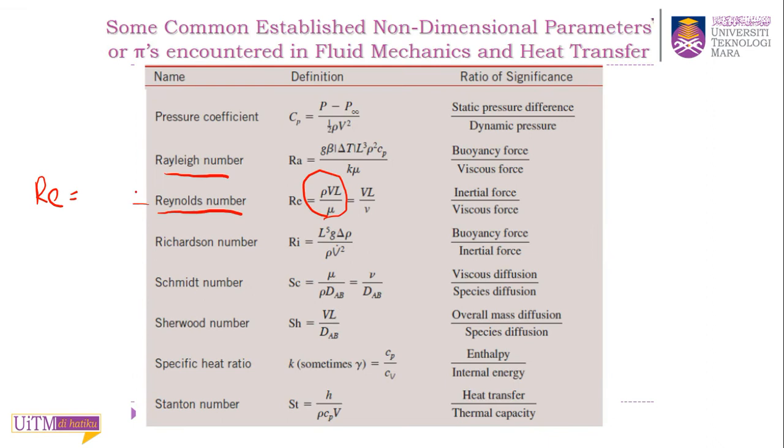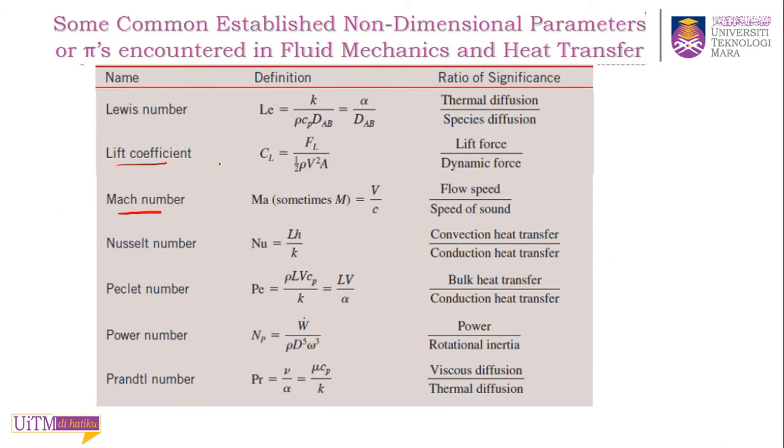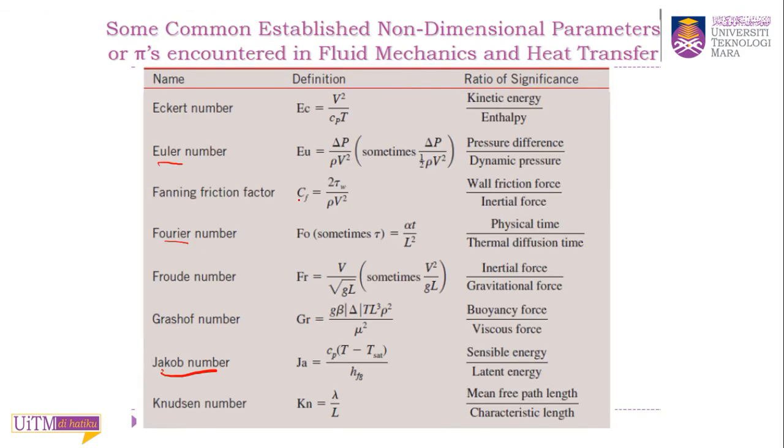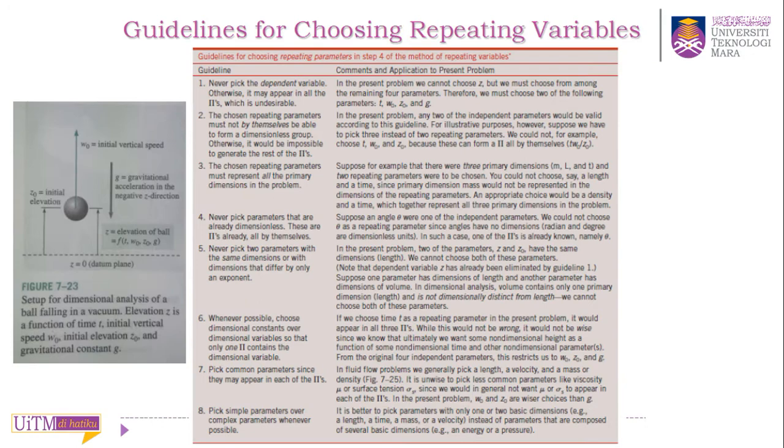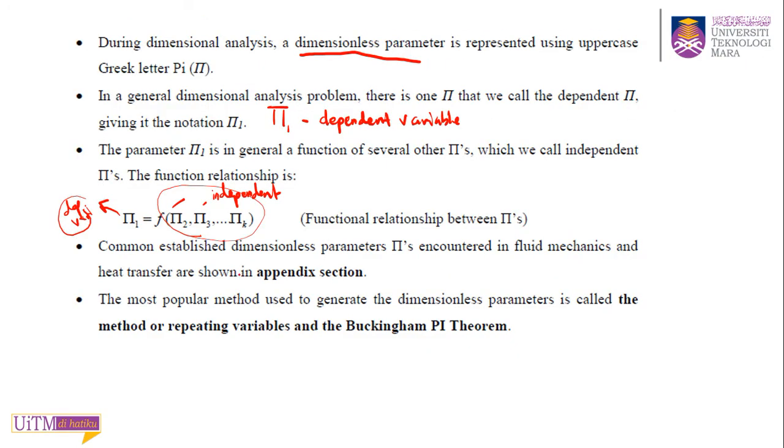And that's all. So these are examples of common established non-dimensional parameters or dimensionless parameters in fluid mechanics or heat transfer. You will see them in the future, hopefully. And to generate those dimensionless parameters, the most popular method is what we call the method of repeating variables and the Buckingham-Pi theorem. So this is what we're going to learn today, how to use this method to generate the dimensionless parameters.